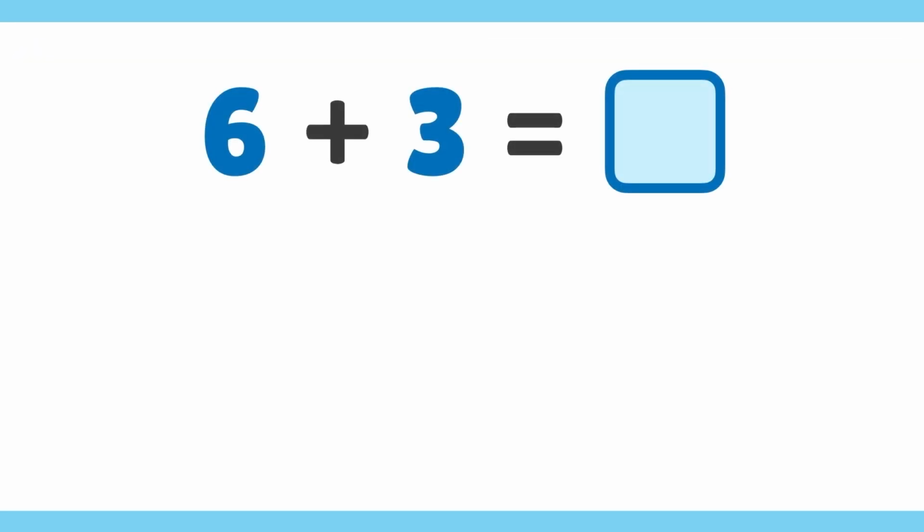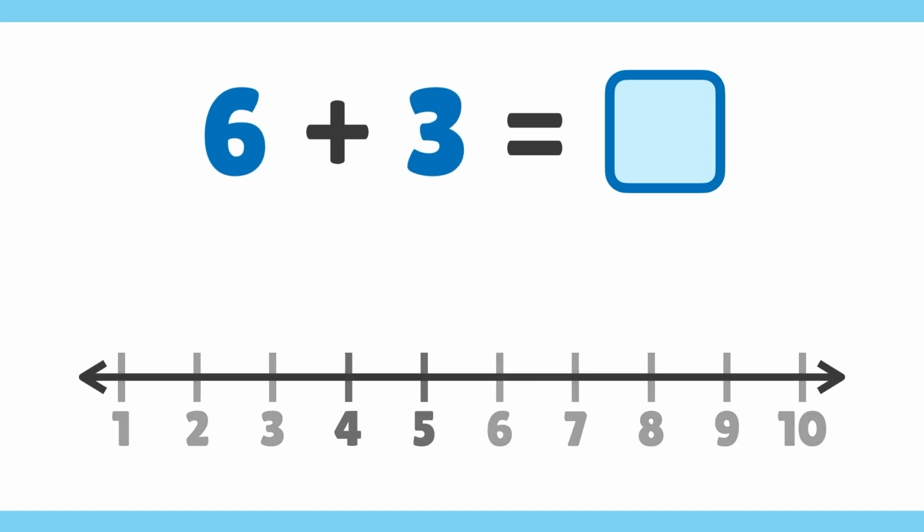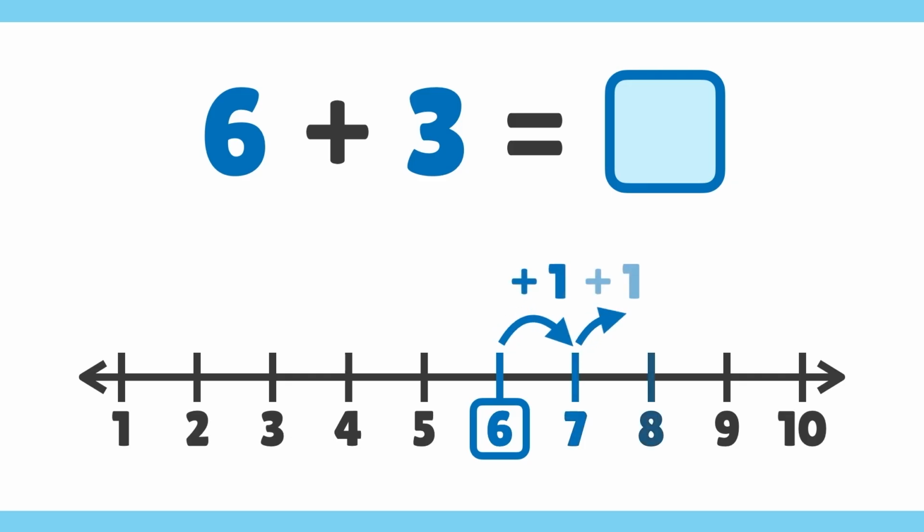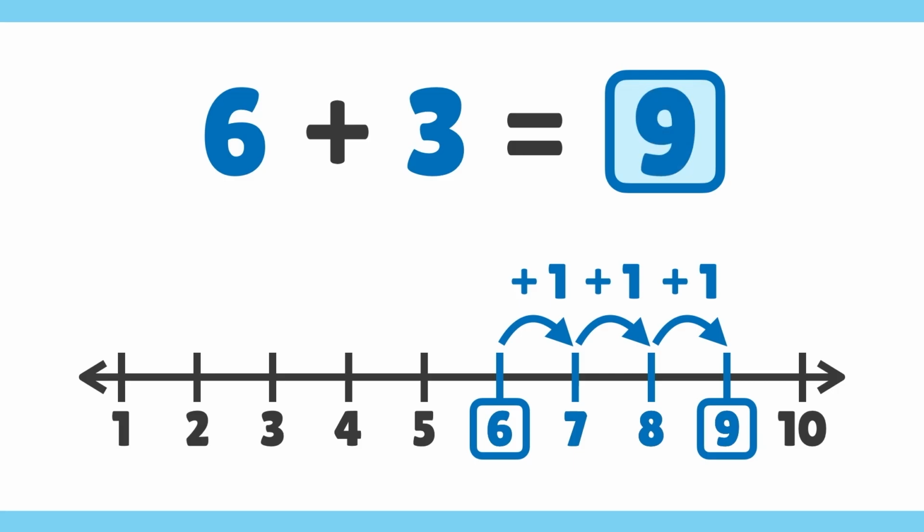Here we have 6 plus 3. The addition sign tells us to add. We have 6 and we need to add 3. On our number line, we will start at 6. Here it is. Then we will count forward 3 to add 3 to 6. 1, 2, 3. We end on 9. This number line shows 6 plus 3 equals 9. Great job! Let's do another one.